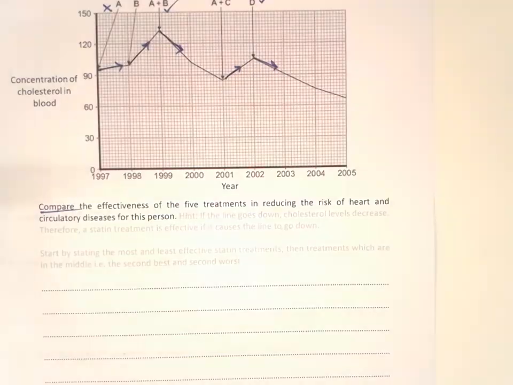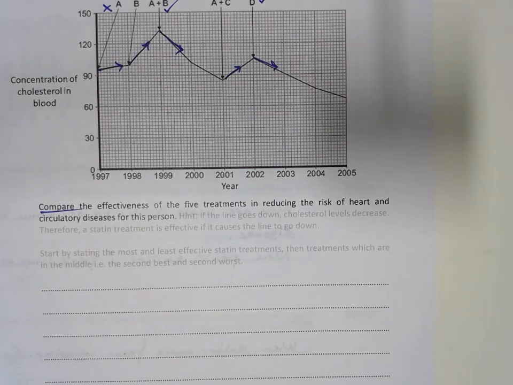Okay, so the light in the room's just gone off. I'm just going to go and correct that. Okay, I'm back with you.